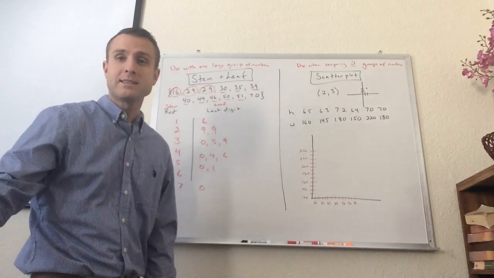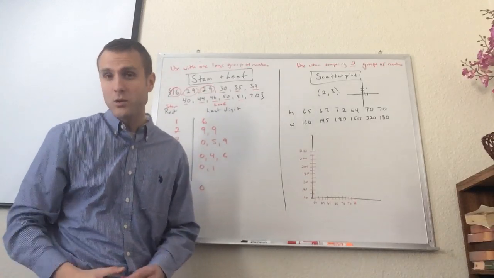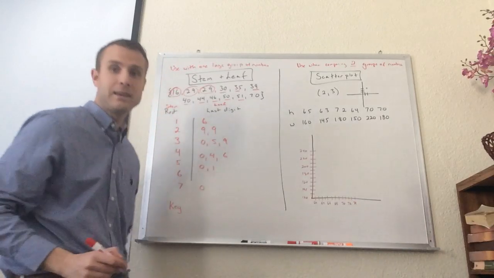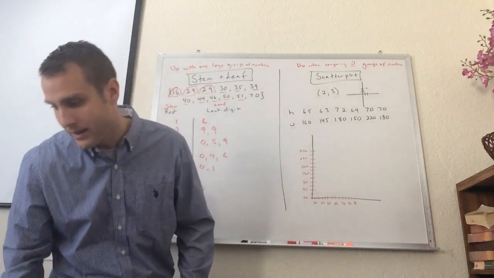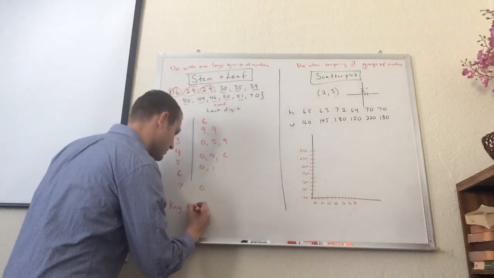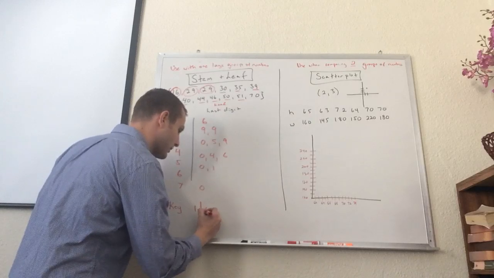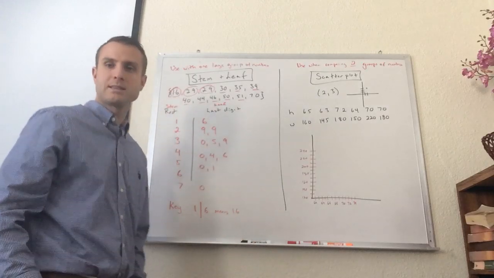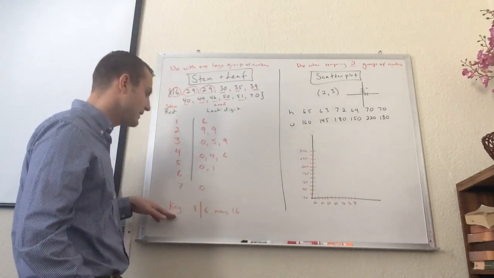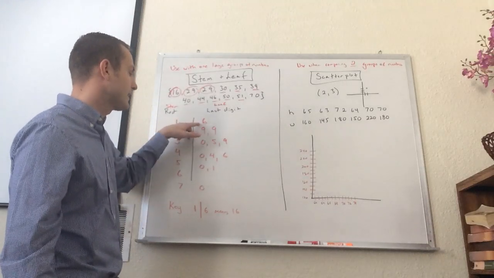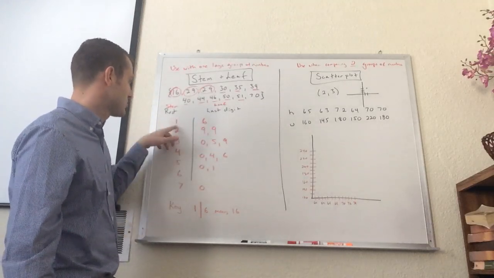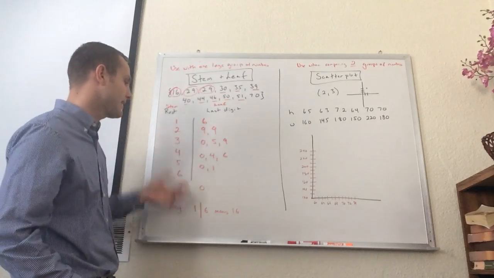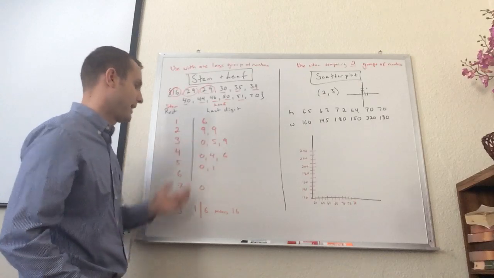Now, with a stem and leaf plot, you also want to do a key. At the bottom, I'm going to do a key, and the key is very simple. All I'm going to do is write something like this: 1, vertical line, 6 means 16. Anytime you do a stem and leaf plot, make sure you have a key. You just choose one of your stems. I'm choosing the 1, 6, and showing that it means 16. I could have chosen 2, 9, and said that means 29, or 3, 5, and said that means 35.